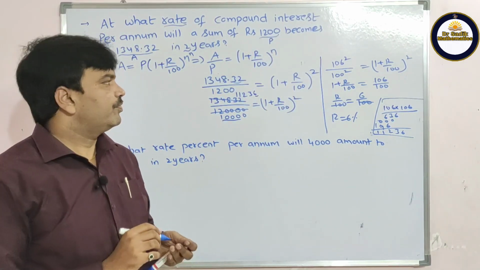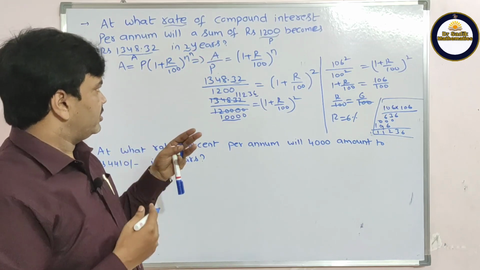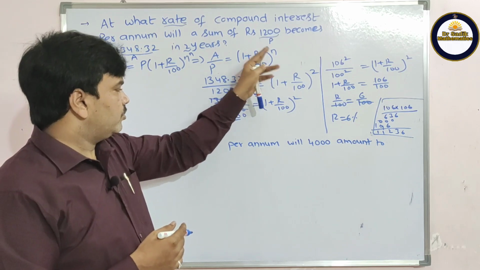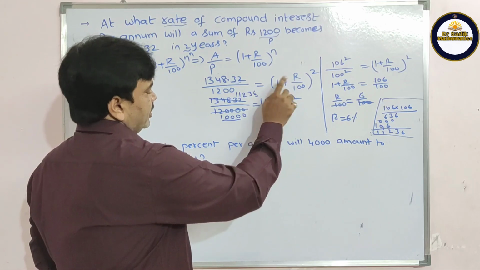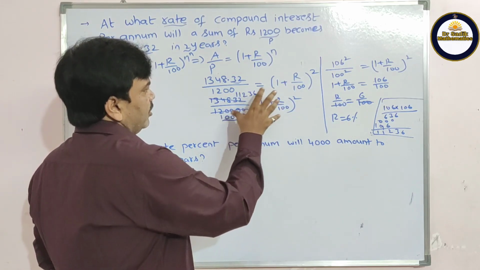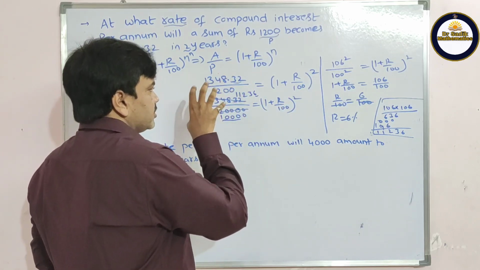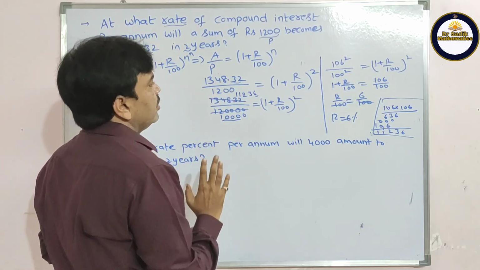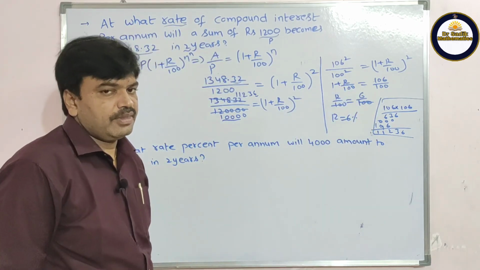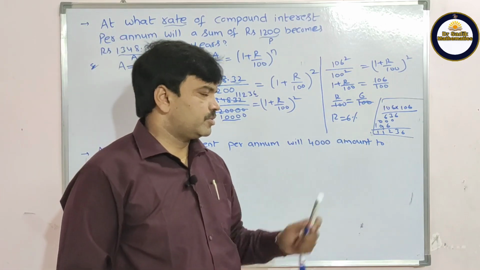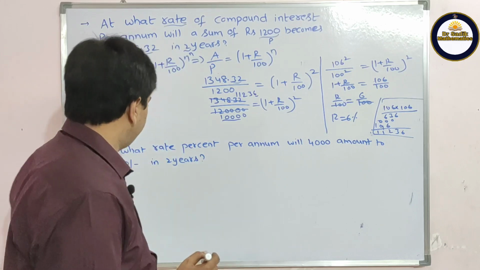Once again friends, we know the basic formula. Rearrange the terms first: A by P is equal to (1 plus r by 100) whole power n. Substitute all these values. We are finding the r value. So whenever you observe a square here, on the left hand side we have a perfect square, then square and square root cancel. I can simply find the r value easily. Here we get r value is 6%.